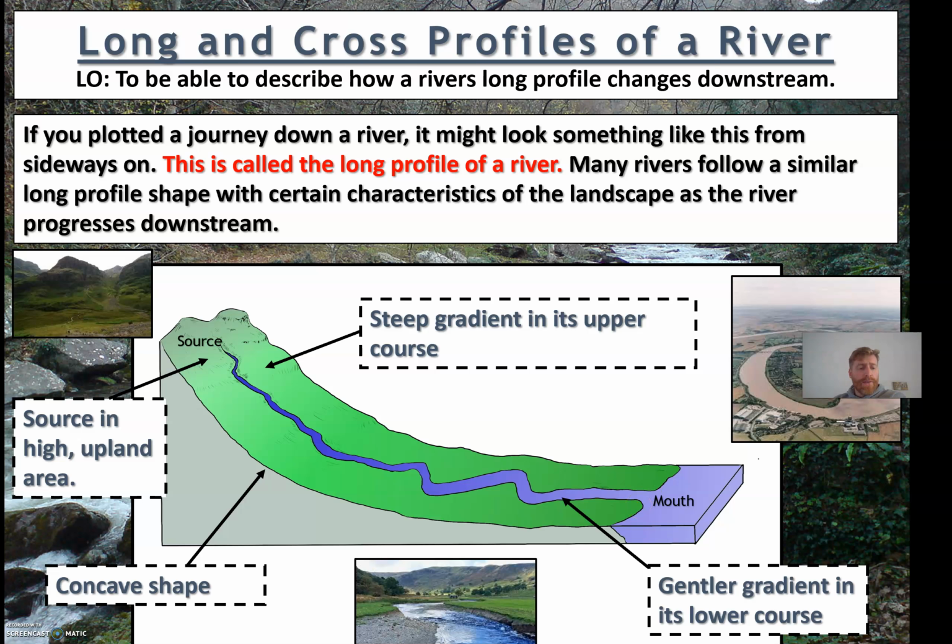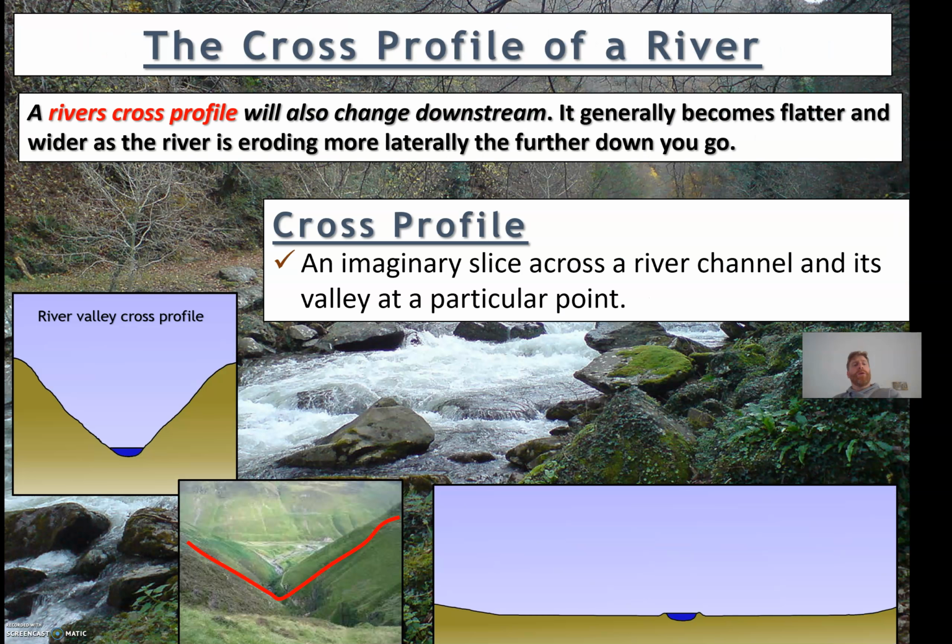Let's now have a look at the cross profile of a river. A river's cross profile will also change downstream, and it generally becomes flatter and wider as the river is eroding more laterally, as we go further down. A cross profile is basically, if I were to get a knife and cut through a river from one side of the bank to the other, that would be a cross profile. So I literally, with a knife or an axe, am chopping the river in two from one bank to the other bank, and then looking at it head on.